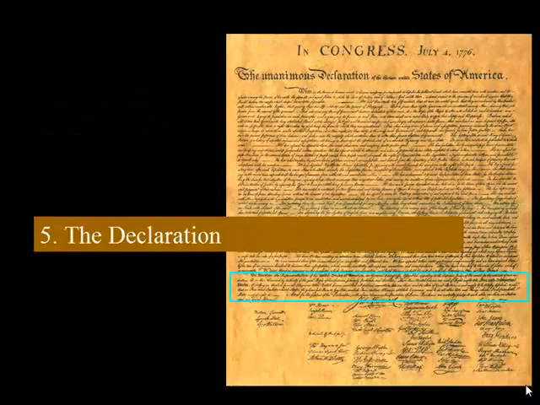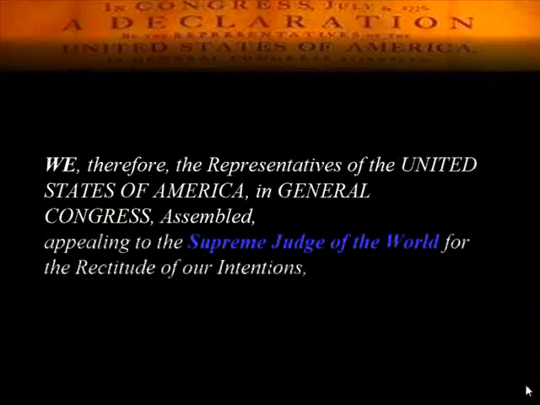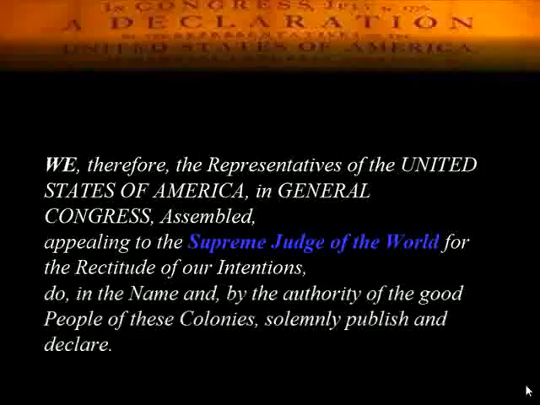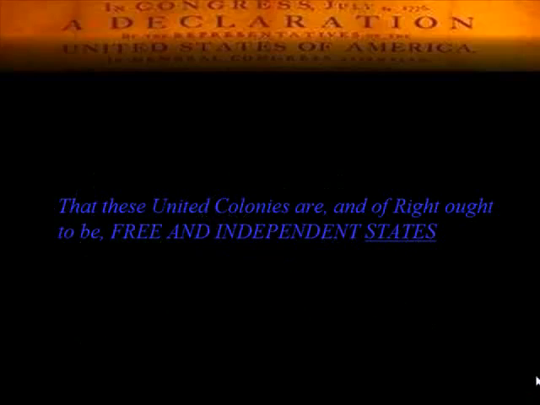Now we move to the final section where the Declaration is actually stated, and this is the statement: "We therefore, the representatives of the United States of America and General Congress assembled, appealing to the Supreme Judge of the world for the rectitude of our intentions, do in the name and by the authority of the good people of these colonies, solemnly publish and declare that these united colonies are and of right ought to be free and independent states." That's the Declaration statement.